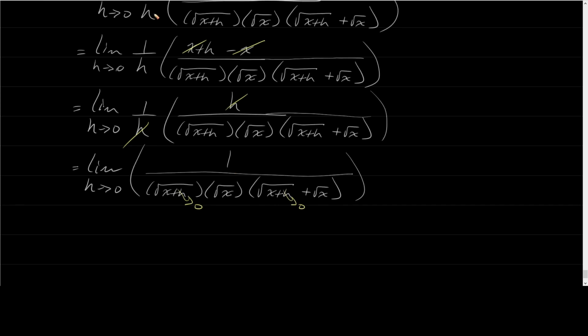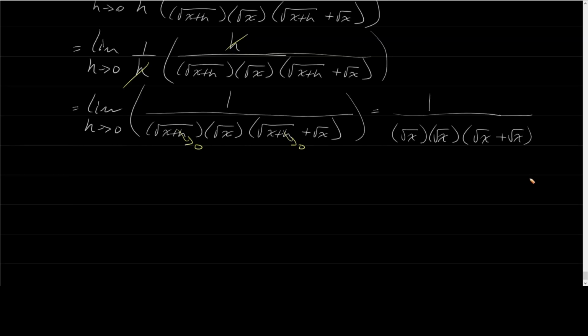So our limit now evaluated becomes 1 over, and I'll do it in multiple steps, radical x times radical x times radical x plus radical x, right? And in here, notice that this part right here just becomes 2 radical x. This part right here just becomes x. So what I get here is 1 over 2x radical x, which I can rewrite as 1 over 2x to the 3 halves. This is x to the 1 half, this is x to the 1. Add up the exponents, 1 plus 1 half is 3 halves.